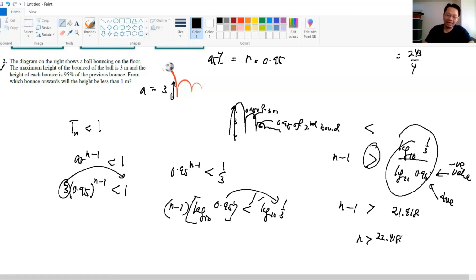Now I told you n cannot be a decimal. So for this one, n must be equal to 23. For this one, it is very easy because it is more than 22.418. There's no equal here. So straight away round up to the number above 22.418, which is 23. This is the final answer.